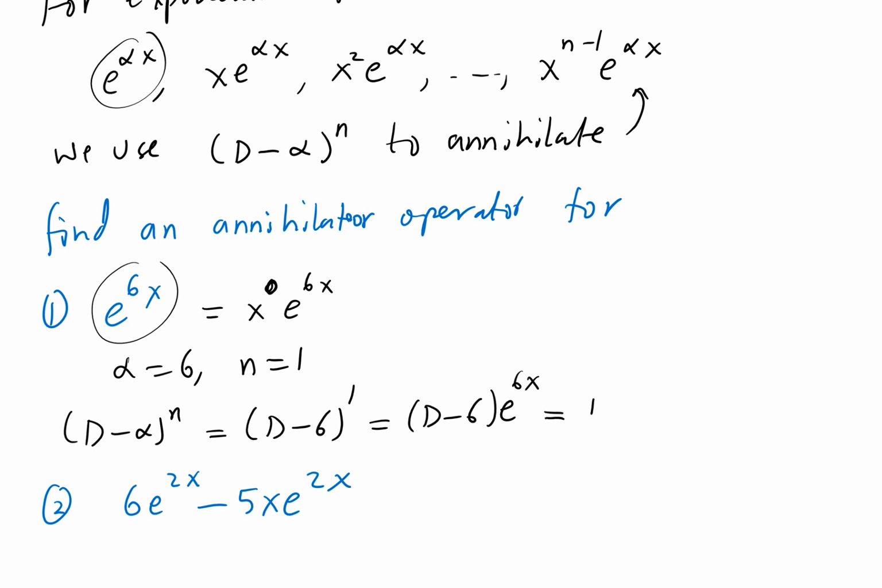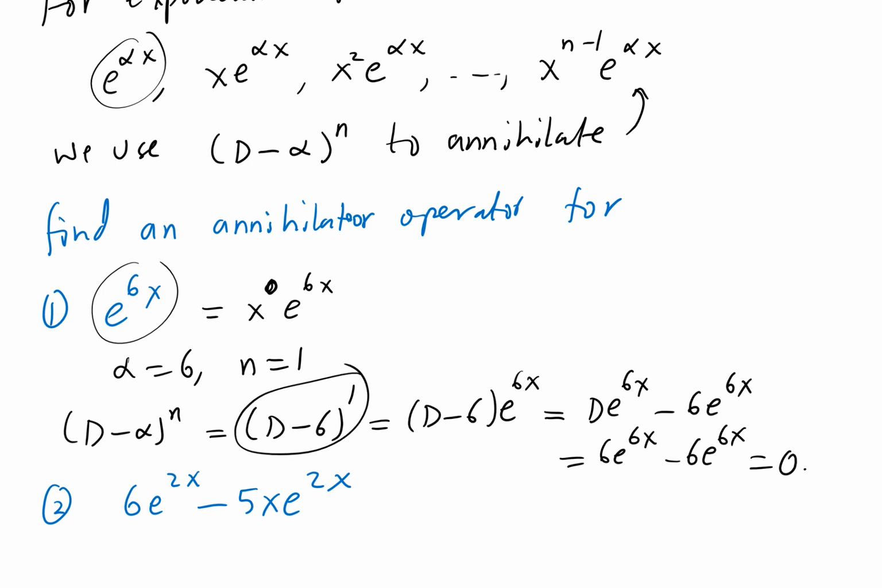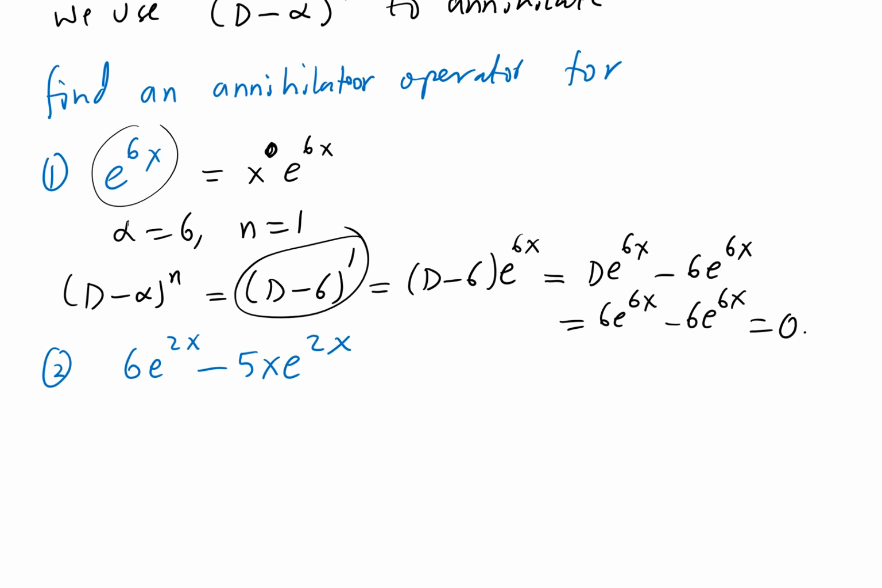So what happens here is d of e to the 6x minus 6e to the 6x. And the derivative for this is 6e to the 6x minus 6e to the 6x. That gives us 0. That's what we need. So this would be the annihilator operator, d minus 6 to the first power.